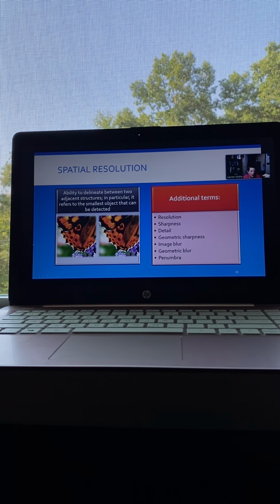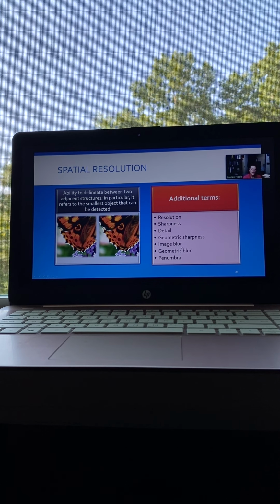And even on the flowers, it's a little harder to see the print here, but here you can better make out the print on that flower. So spatial resolution is extremely important. Spatial resolution is referred to as resolution, sharpness, detail, geometric unsharpness, image blur, geometric blur, and penumbra. All of these terms are affiliated with spatial resolution.